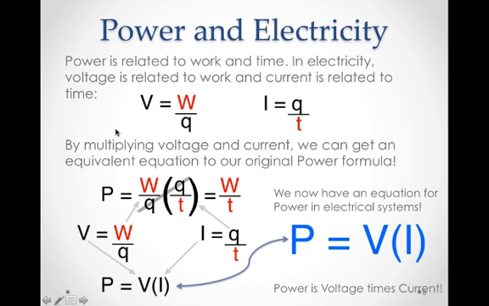In electrical systems, we remember that voltage or potential difference is equal to the work per charge. So voltage is work per charge, and current is charge per time. So we can see here that if we multiplied voltage times current, the Q's would cancel, and we would get back our general form of power, work divided by time. Therefore, power in electrical systems is voltage times current. So P equals V times I.